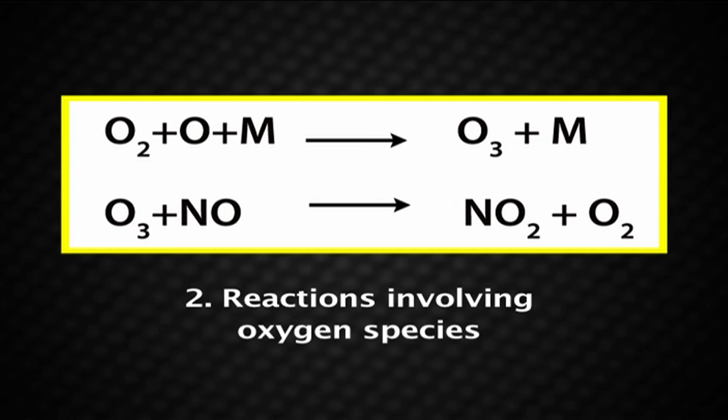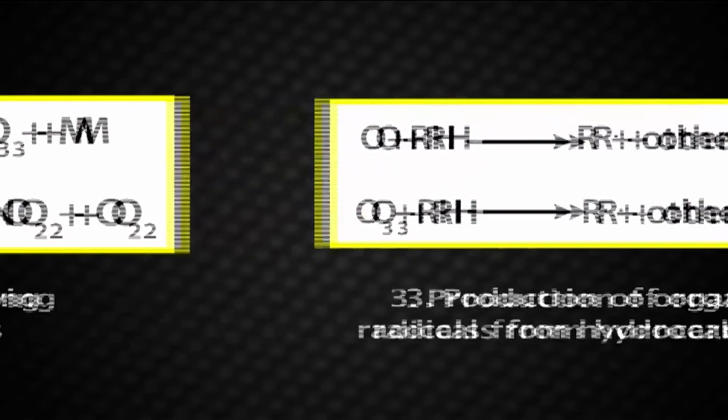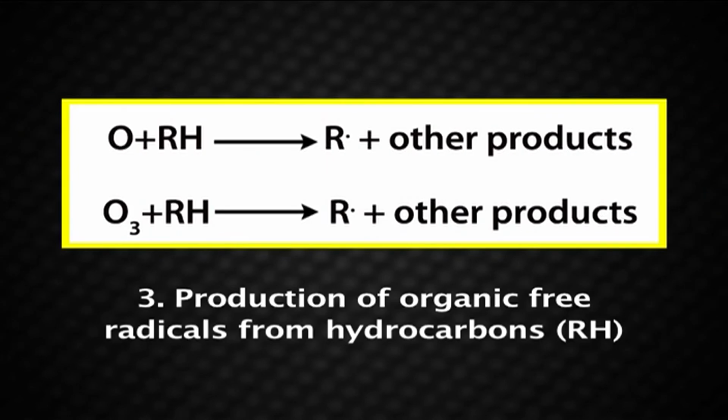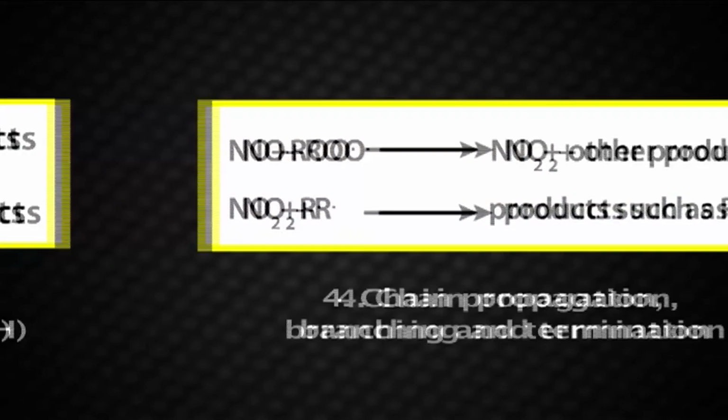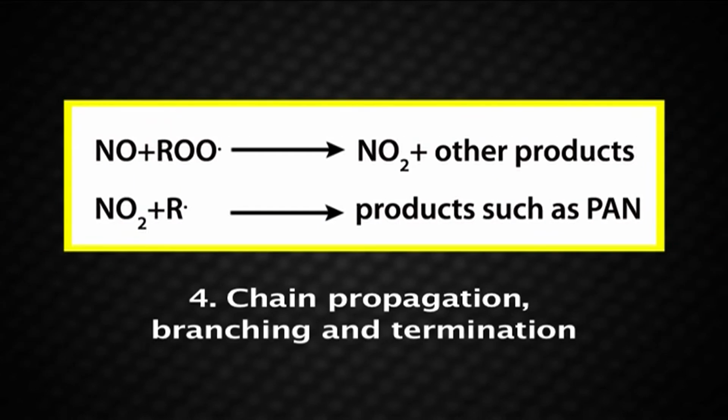However, this later reaction is rapid and the concentration of ozone remains low until that of nitrogen oxide falls to even a low value. Production of organic free radicals from hydrocarbon is the third step. Here, atomic oxygen reacts with the hydrocarbon, giving out other products. Lastly, a chain propagation reaction occurs where branching and termination reactions take place.